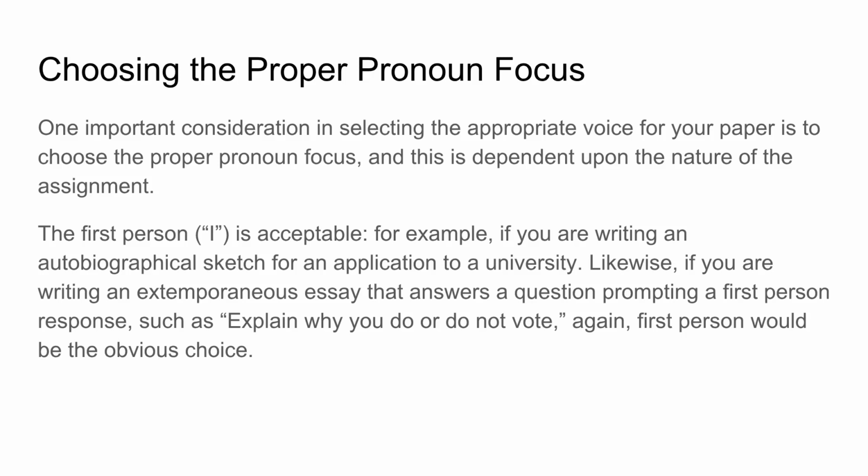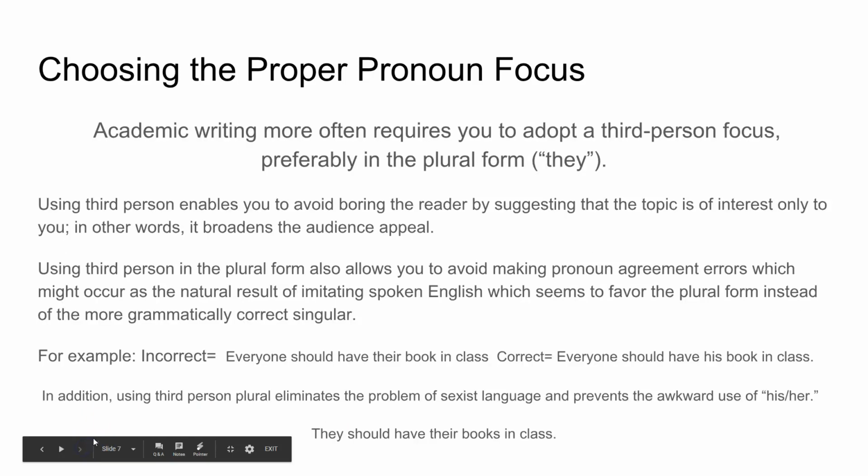One thing to consider when you're choosing the appropriate voice for your paper is to watch your pronoun. The first person I is acceptable to use. You can do that if it's an autobiographical sketch for an application to a university or a resume. But you're going to want to use it sparingly. Never use you. You is very informal, and there's never a place for the use of you. You'll need to substitute that with one. For the most part, in academic writing, you are going to adopt a third-person focus, and this will preferably be in the plural form of they.